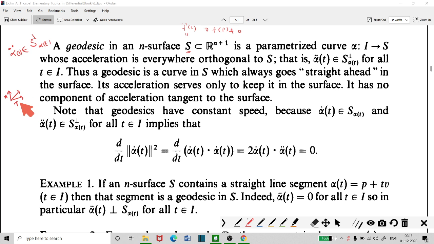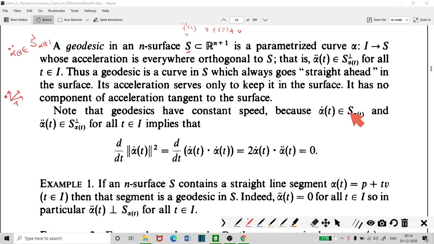Then we can say that in the case of a geodesic, the acceleration has no component in the direction of the tangent space. If you choose any vector, you can say that the acceleration is in the direction of a normal vector, not in the tangent vector. Note that geodesics have constant speed.